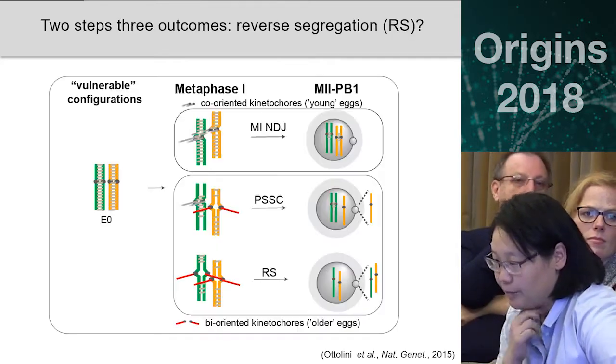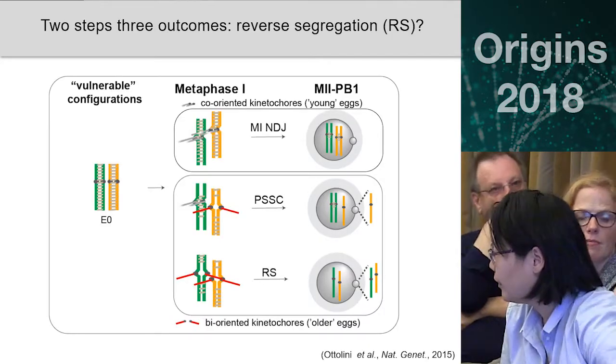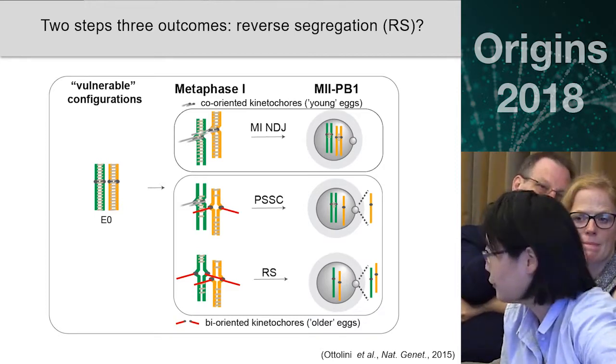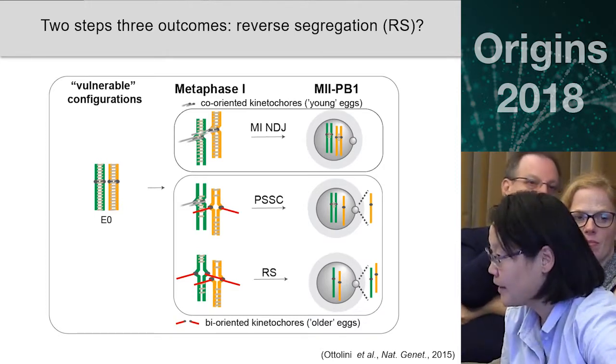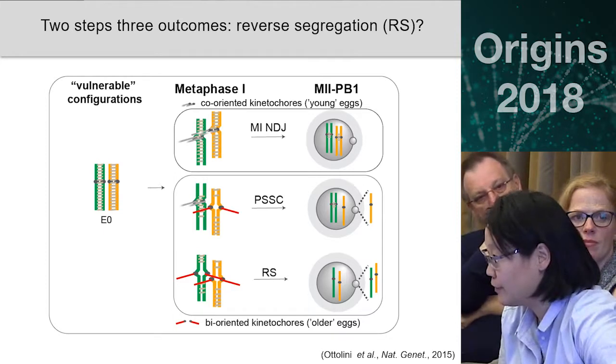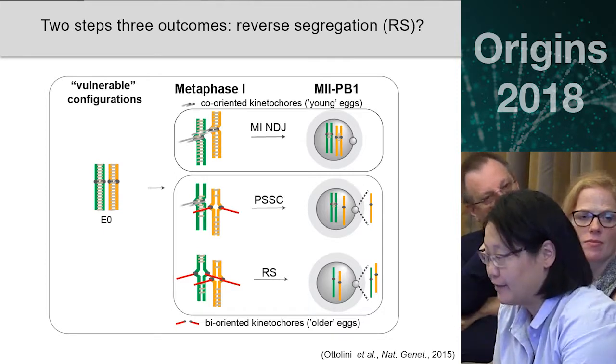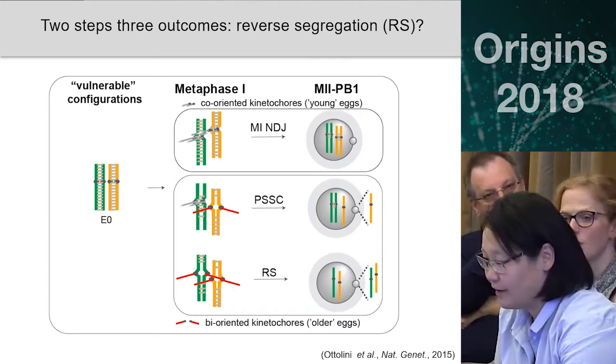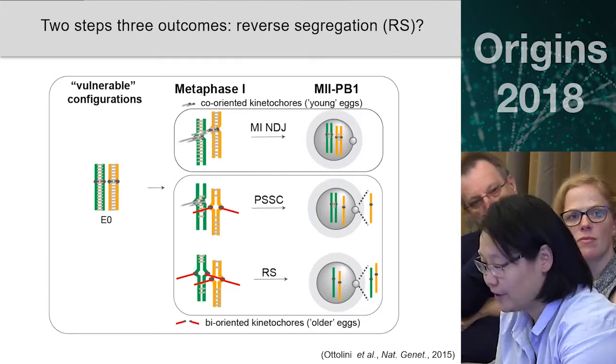The first one is that perhaps there's something we're not seeing, another segregation error that also increases with age, like PSSC, but we can't detect it with our sequencing methods. And I think we don't have to invent anything here. Alan and I described it.